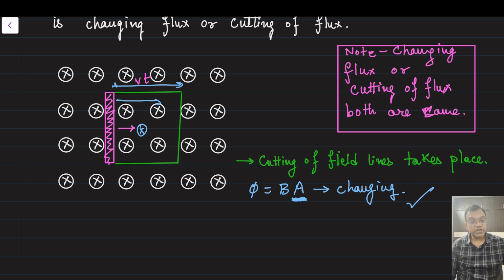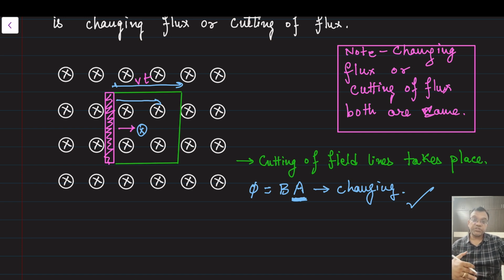In the coming topic, electromagnetic induction, we must be able to interpret that when the flux linked with the circuit is changing, when the flux is cutting, only then can we say that EMF is going to be induced. In the coming part, we are going to see all these. So it is very important to understand that varying flux and cutting of flux both mean the same.